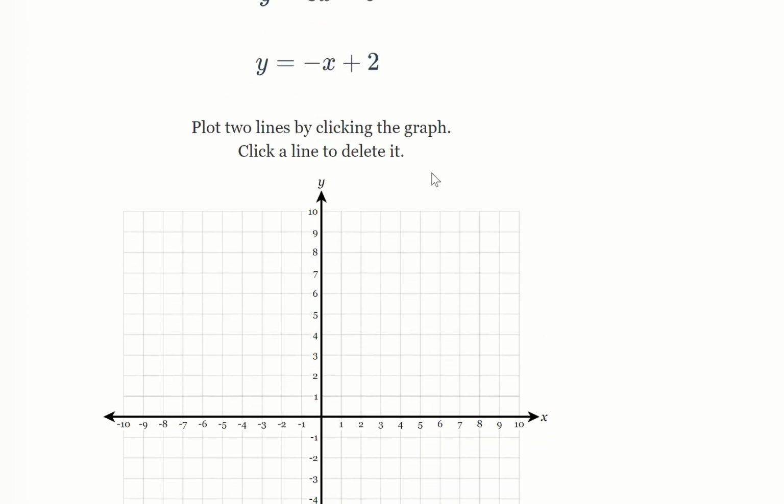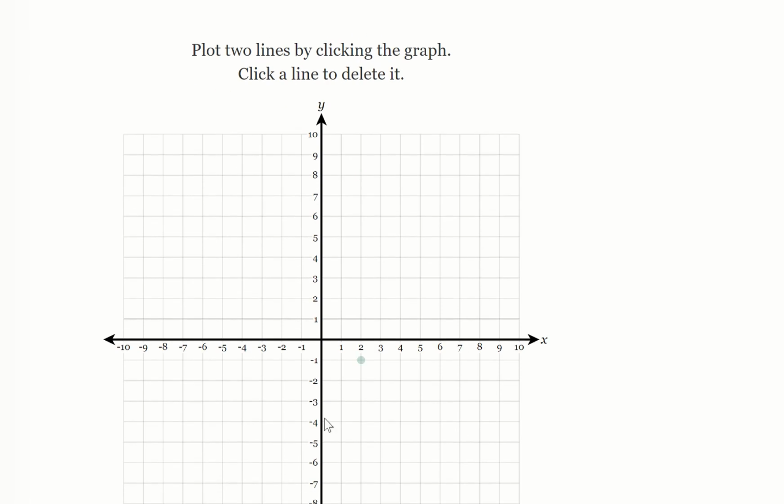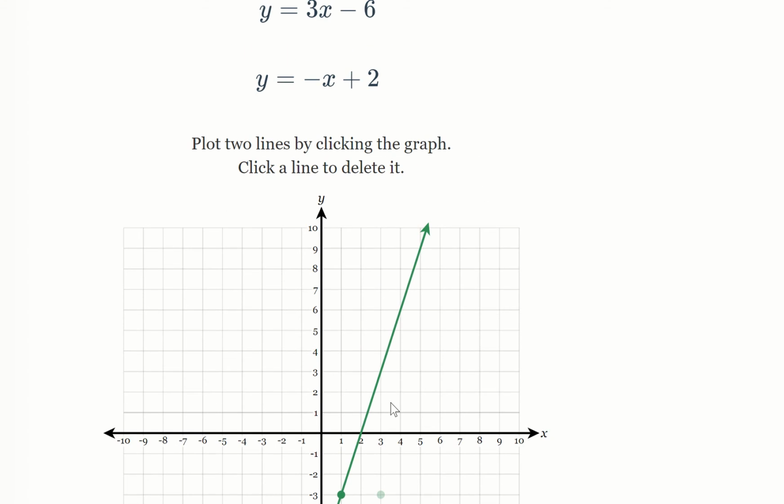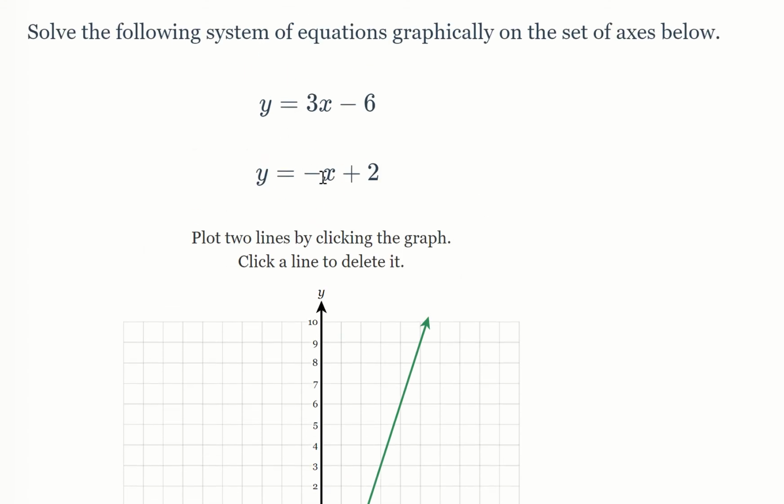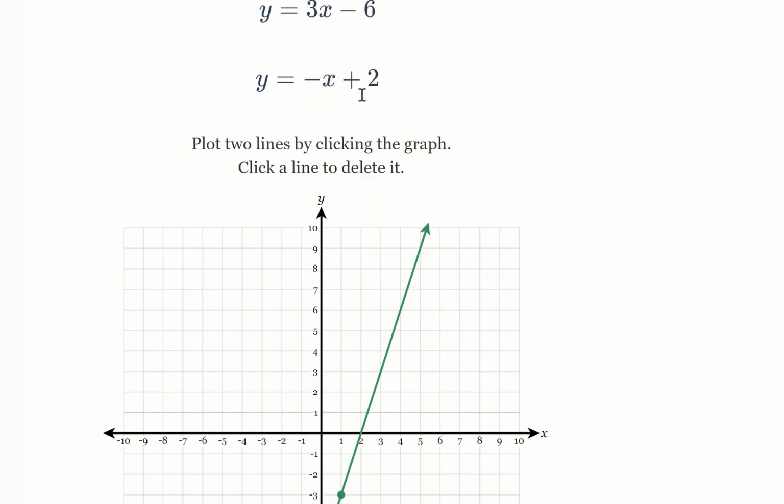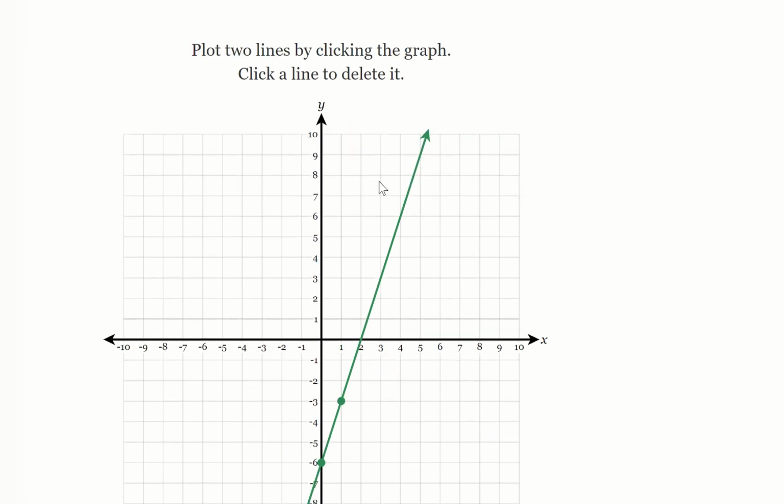So if I wanted to graph that first equation, I would click a point at negative 6, and then I would go up 1, 2, 3 over 1. This is the line y equals 3x minus 6. The other line is y equals the opposite of x plus 2. Here my y-intercept is at 2, and I have a slope of negative 1. So I'm going to start at positive 2, and then go down 1 over 1.